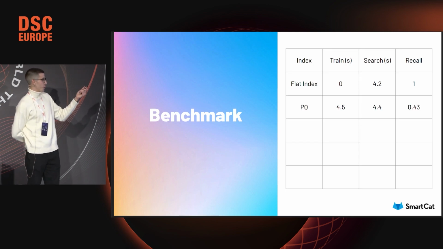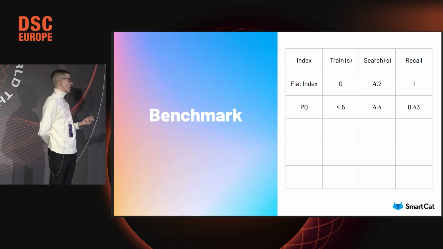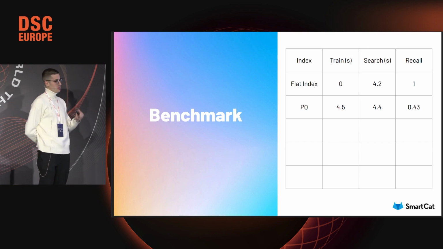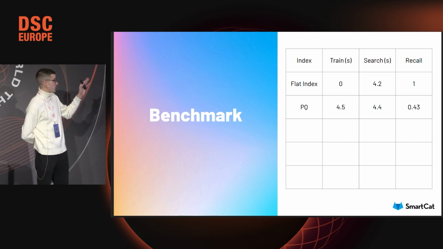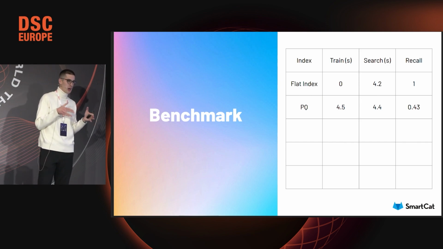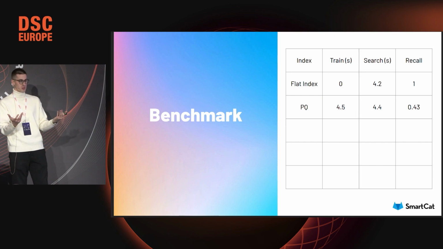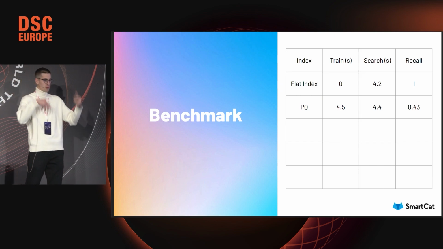Using just PQ to train the index, so to encode everything, keep a codebook and stuff, it takes 4.5 seconds. The search time has stayed the same. That's a little strange to me, but I haven't gone too much in depth. And recall is 0.43. Recall in this context is out of the real top 100 neighbors, how many of them did you get right in your top 100? So PQ gets 43 neighbors right of the top 100.